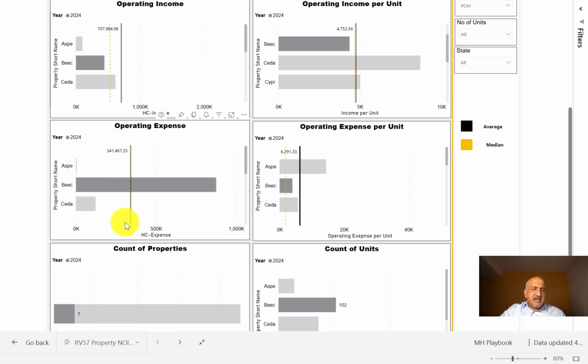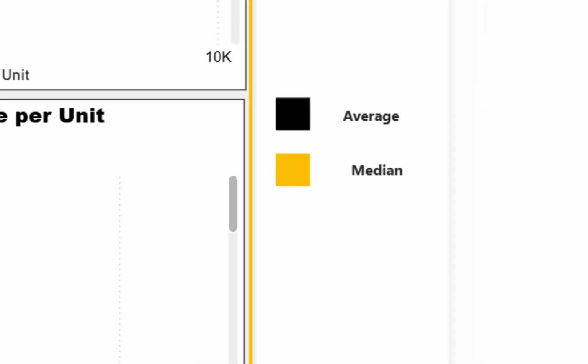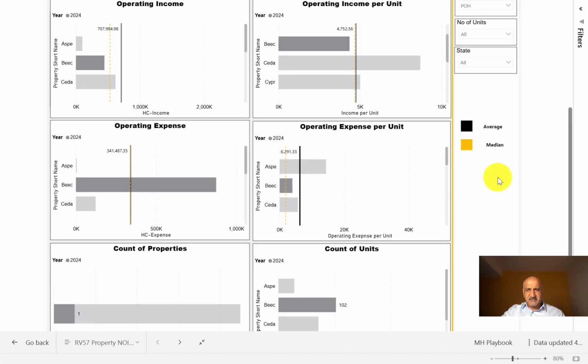The black line is the average of the properties that I've selected. And there is a yellow dotted line that tells me what the median is and whether the property I'm looking at is above or below the median of the ones selected in my portfolio. So this gives me pretty useful information to know, at least in this review cycle, which properties to spend time trying to understand in more detail.